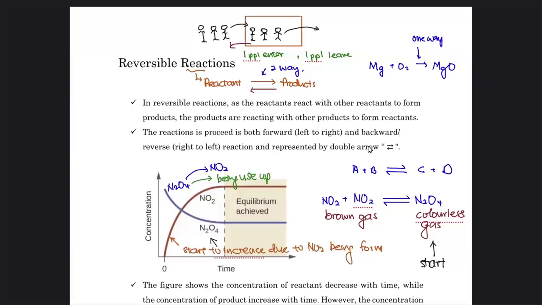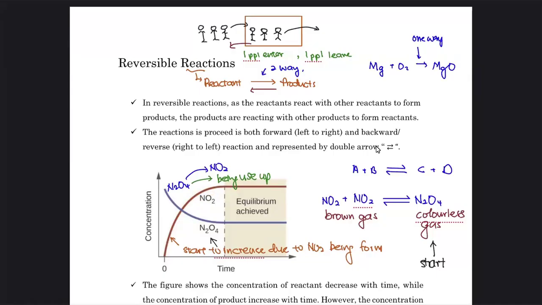Okay. Now, as time passes, some of the N₂O₄ has already become lower in concentration because it has been used up. So the decrease of the N₂O₄ will become slower and slower and slower. All right, and the increase of the NO₂ also becomes slower. Now, why do they become slower on both sides? Okay, why do they become slower?